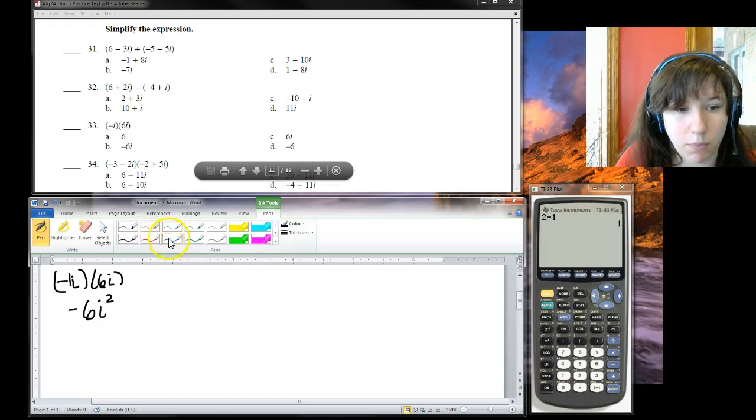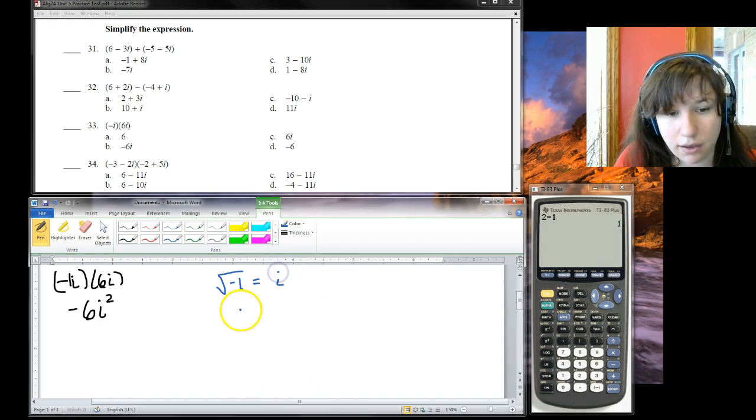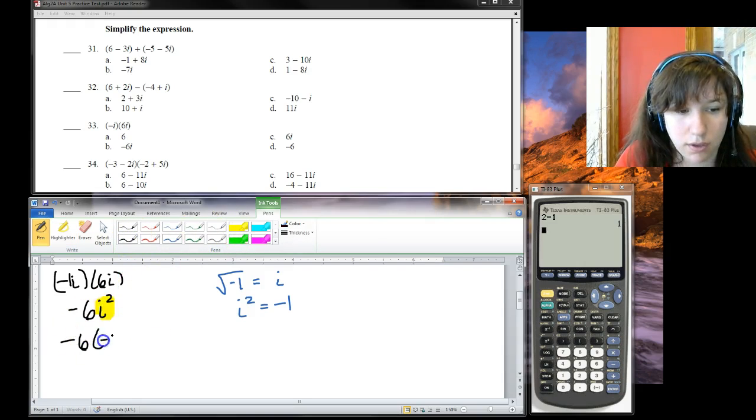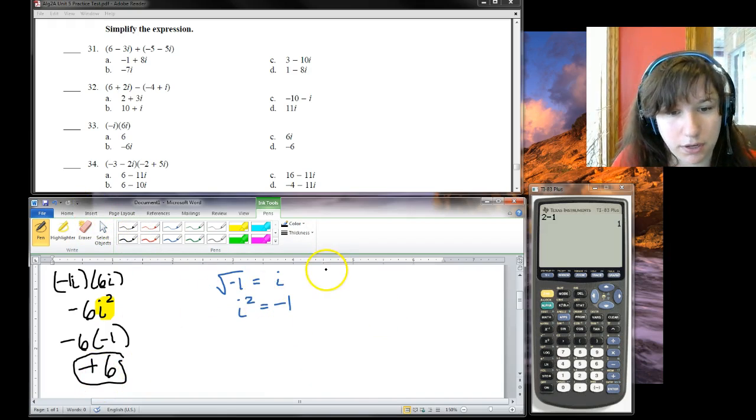Okay, but we take it one step further, because whenever you have the square root of a -1, you can rewrite that as i. And whenever you have an i squared, you can rewrite that as a -1. So this actually needs to be substituted out for a -1. So your final answer should be a +6. Let's apply this same rule to number 34.